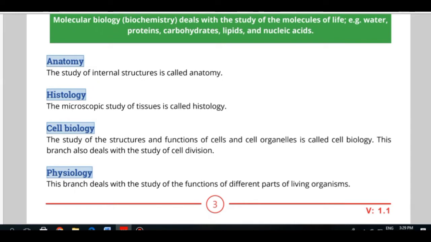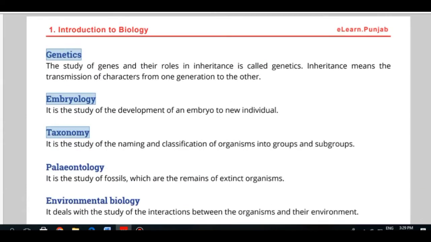The next is physiology. This branch deals with the study of the functions of the different parts of the living organisms. Okay, the next branch over here is genetics. It deals with, as we can understand from the name, genes. Genetics means genes. The study of the genes and their role in inheritance is genetics, and inheritance is further defined as the transmission of the characters from one generation to another. And inheritance is also a very important short that is asked.